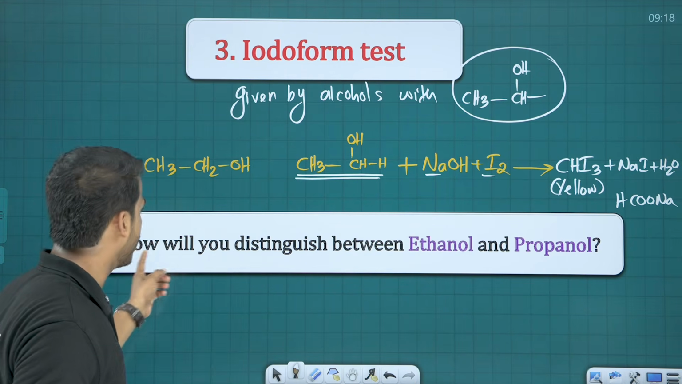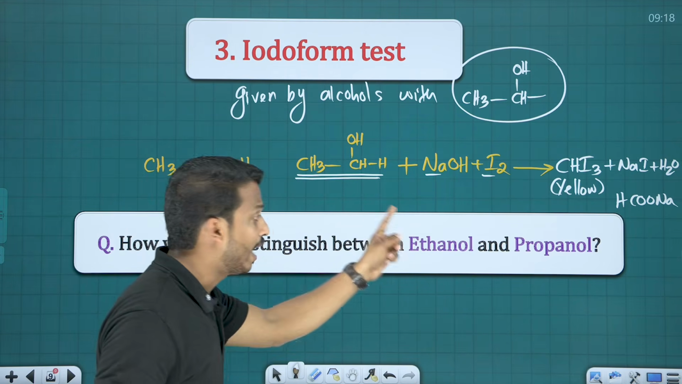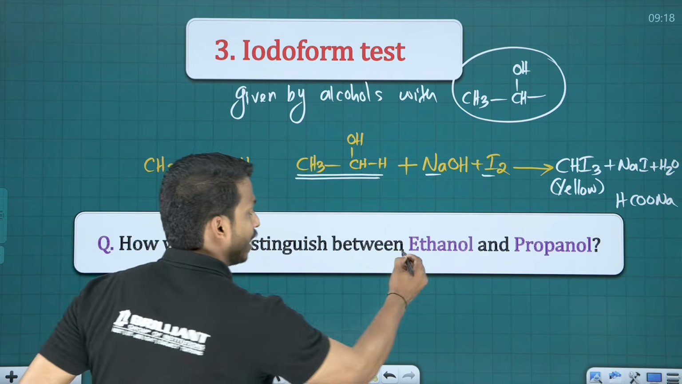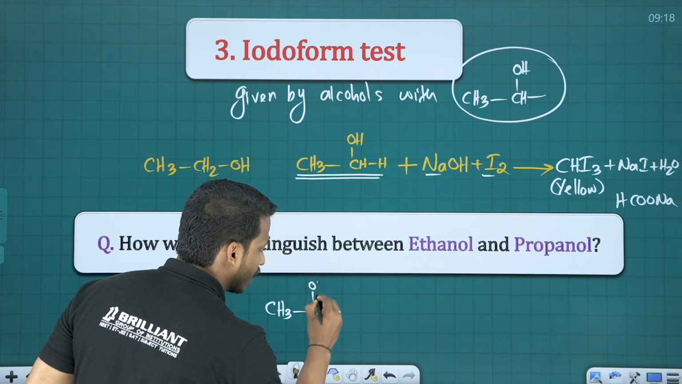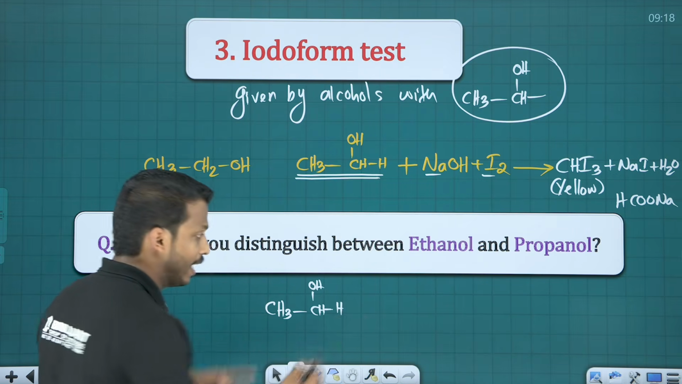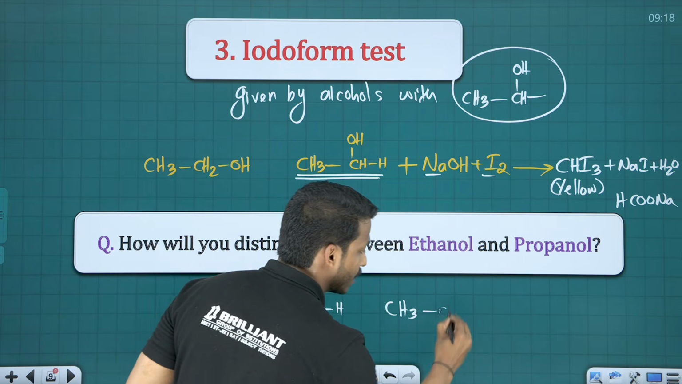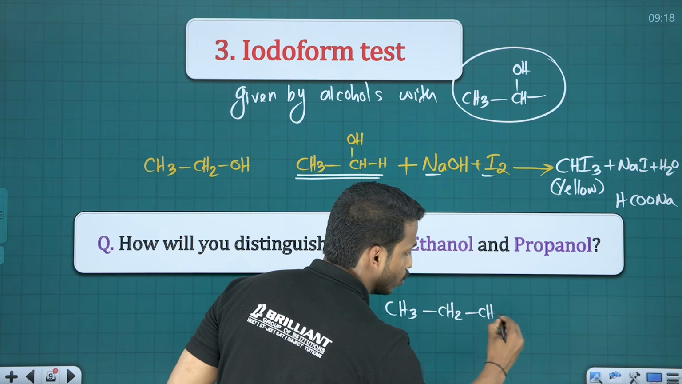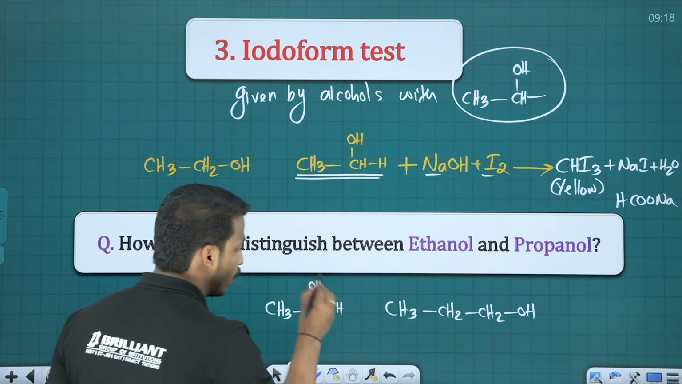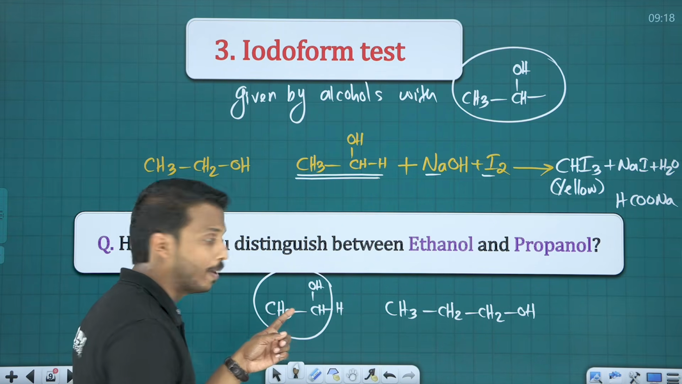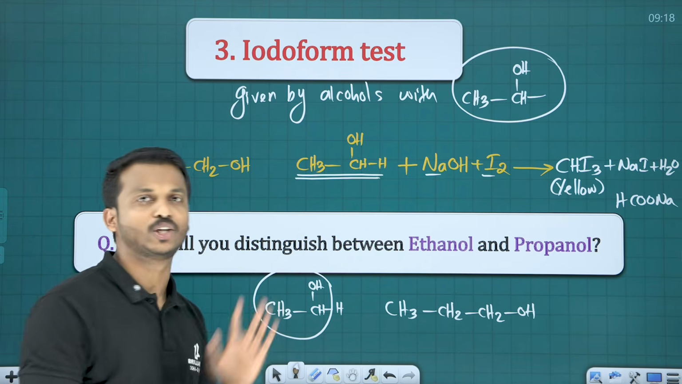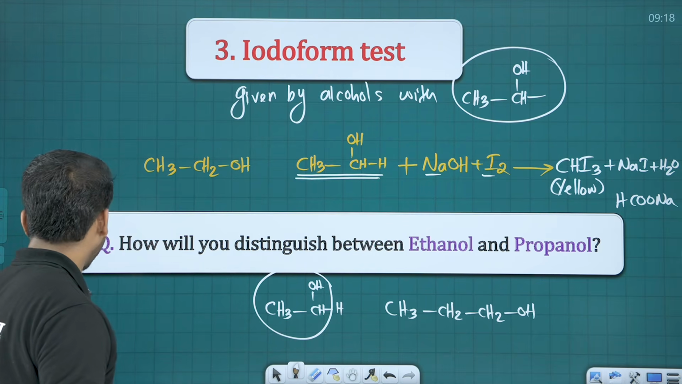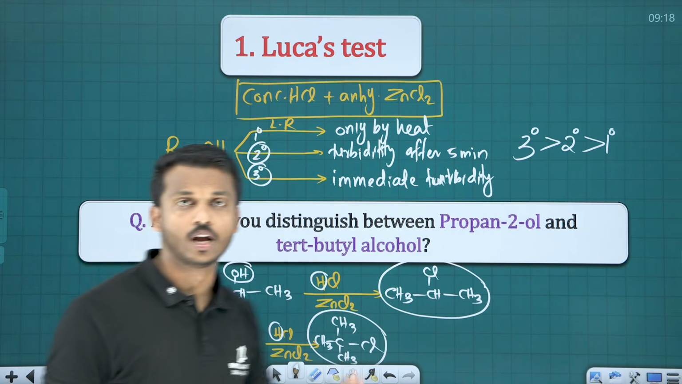Ready all? So question, how will you distinguish between ethanol and propanol? Ethanol we can write like this. What about propanol? CH3, CH2, CH2OH. Dear, ethanol contains that group, but propanol does not. Exactly that group should be there, okay? CH3, CHOH.